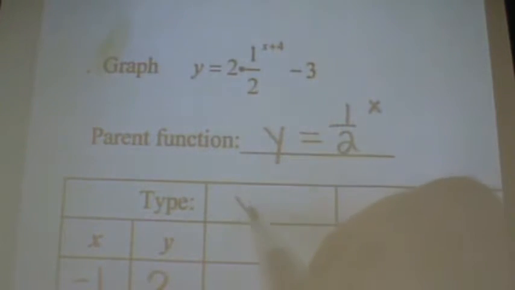What am I gonna do? Subtract 4 from the x's. You take your x value and subtract 4. So, what would I get when I subtract 4? -1 minus 4 is -5. Then -4, -3, and -2.